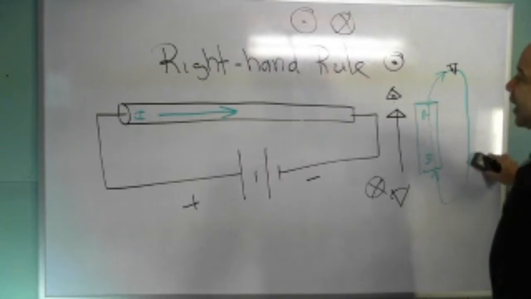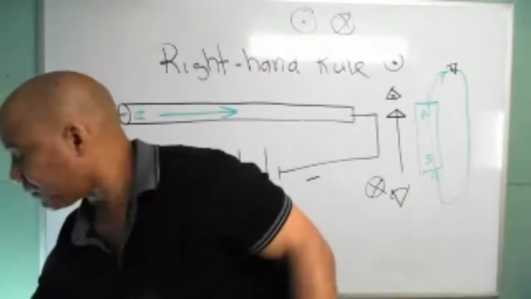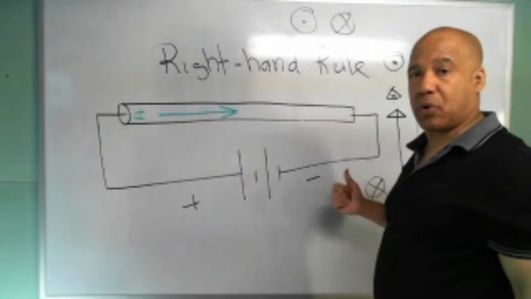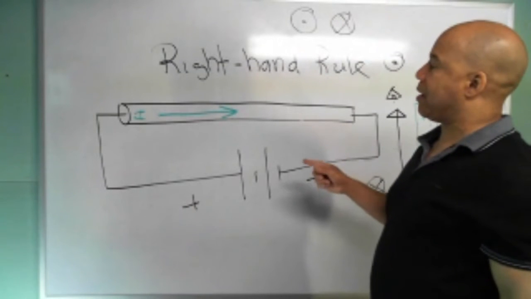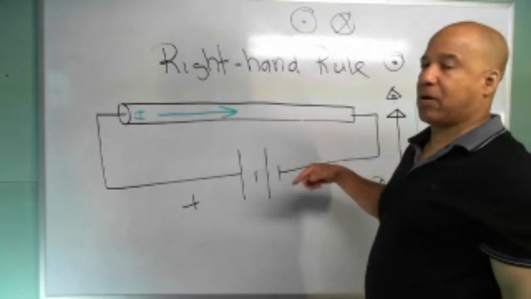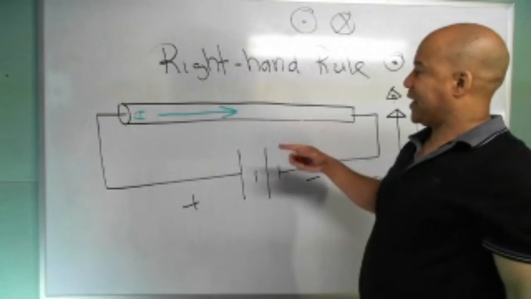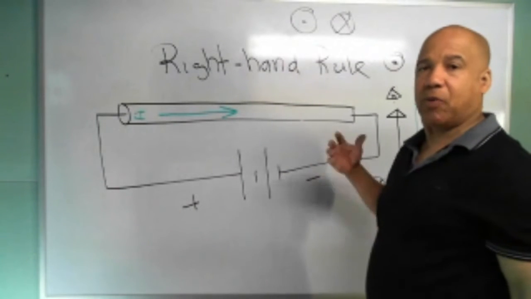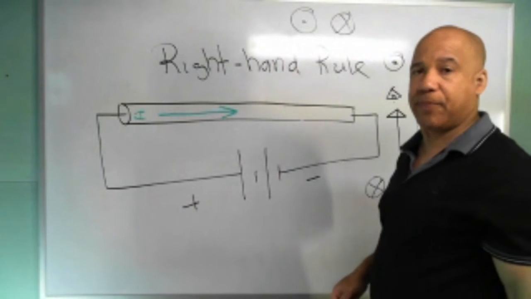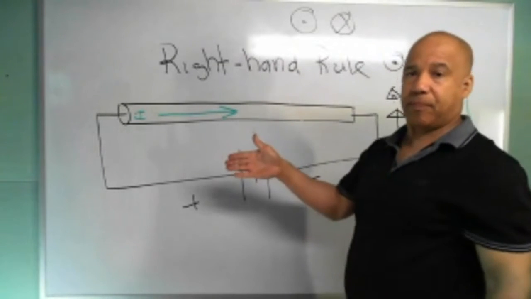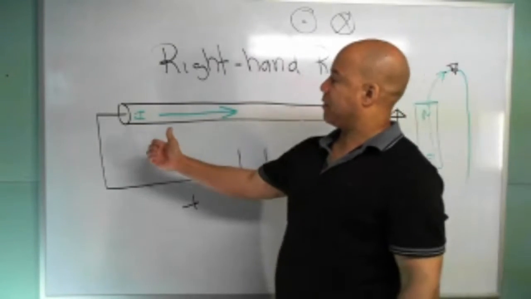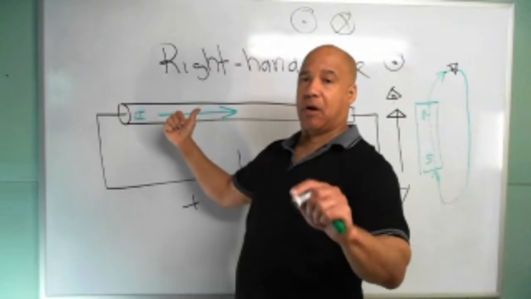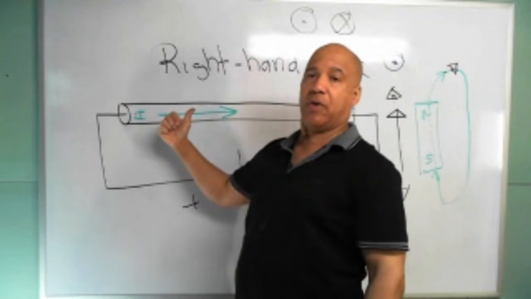So if you understand that, what you can do is this. If I have a conductor with a current flowing through it, and I want to know what the magnetic field looks like around that conductor, it's actually circulating around the conductor, either clockwise or counterclockwise. But which direction is it going? You can take your right hand, and you put your thumb in the direction of current flow. Now remember, conventional current flow. We always use conventional current flow.